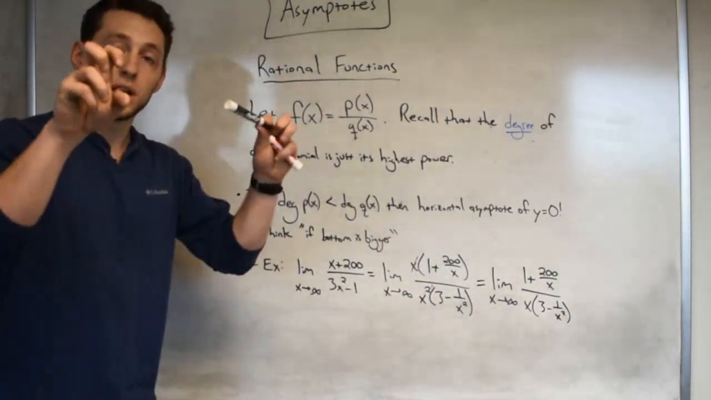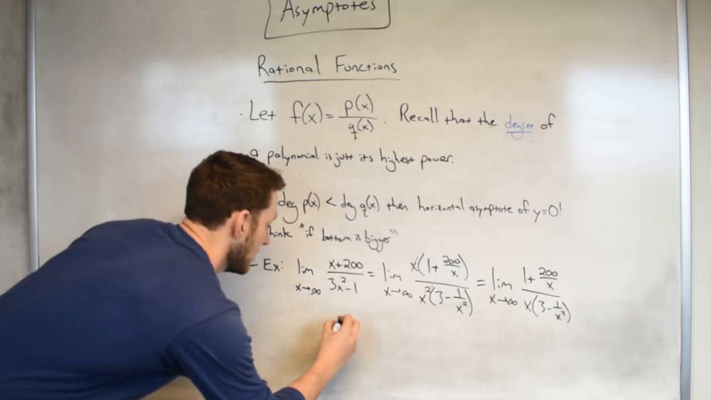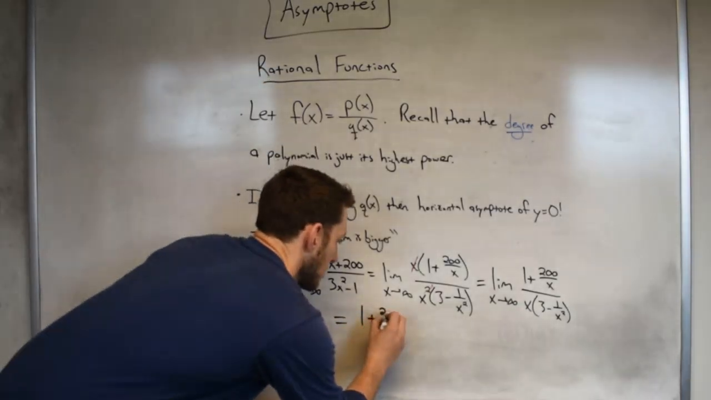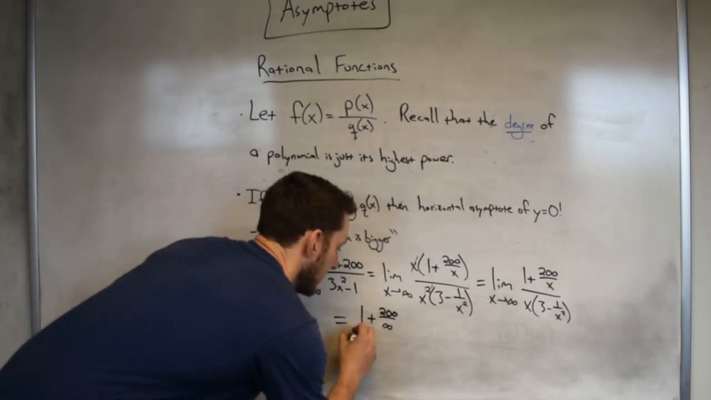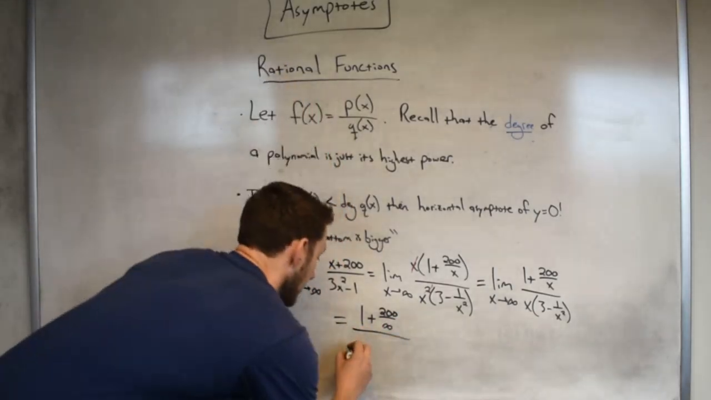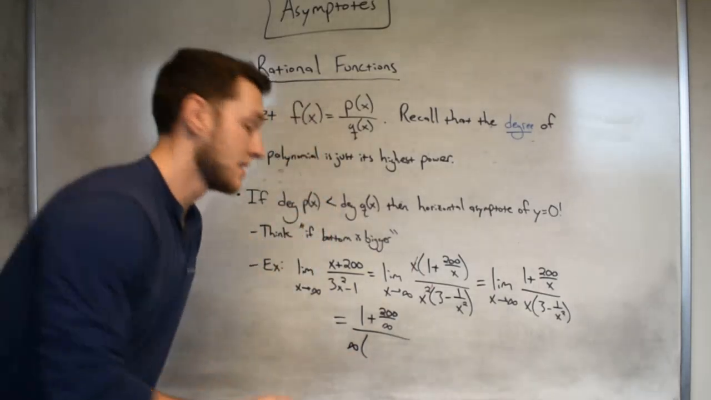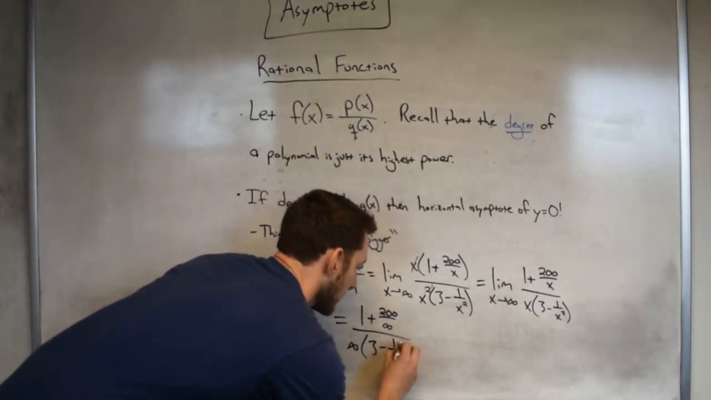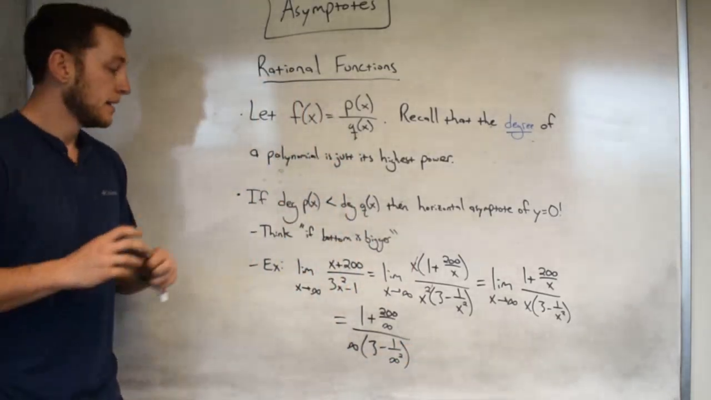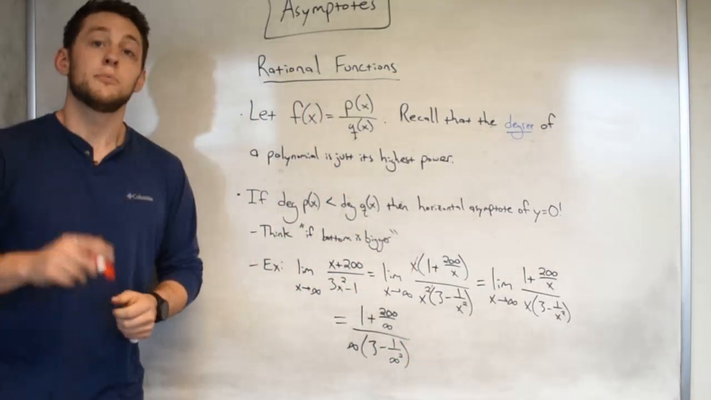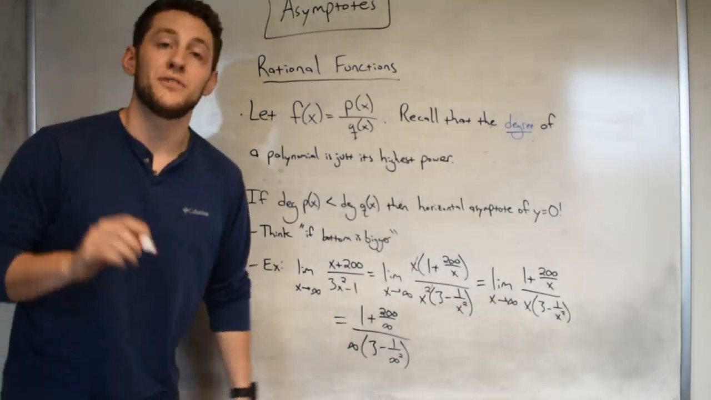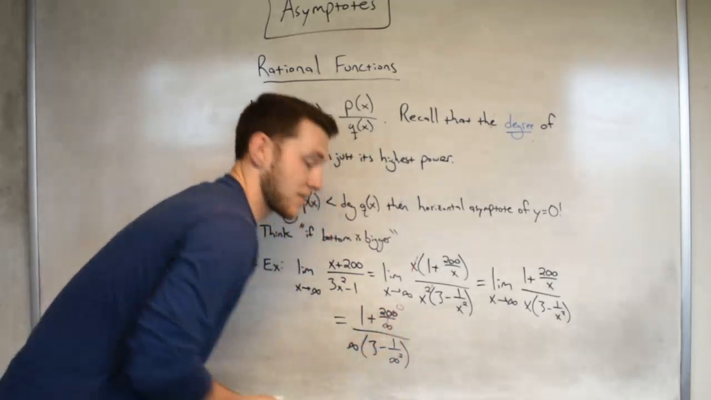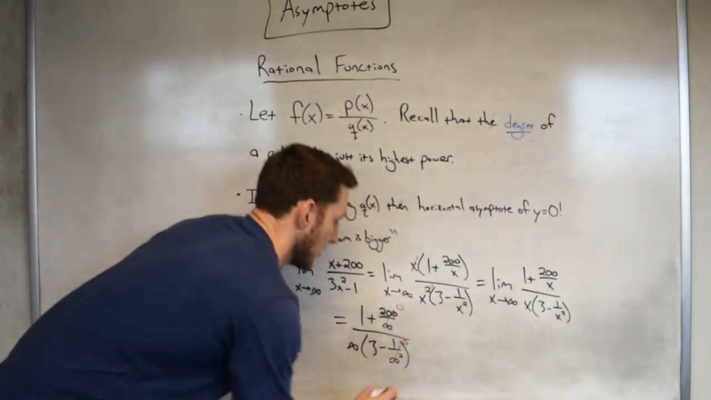Now if we go to plug in infinity, what we're left with here would be 1 plus 200 over infinity divided by infinity times 3 minus 1 over infinity squared. Now there's a lot of infinities going on here, but here's the nice part. Remember, if you divide by infinity, you become 0. That cancels to 0, and that cancels to 0.